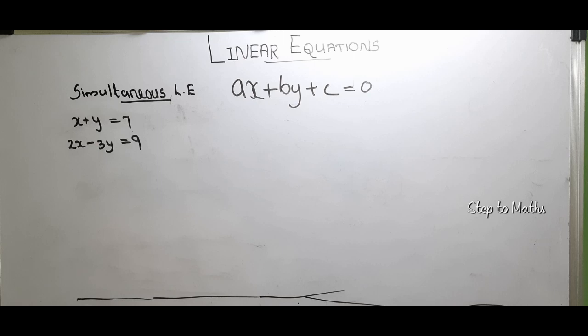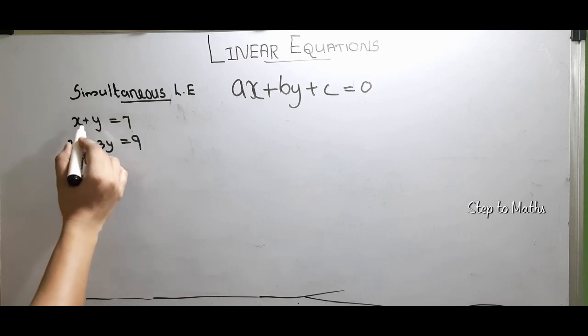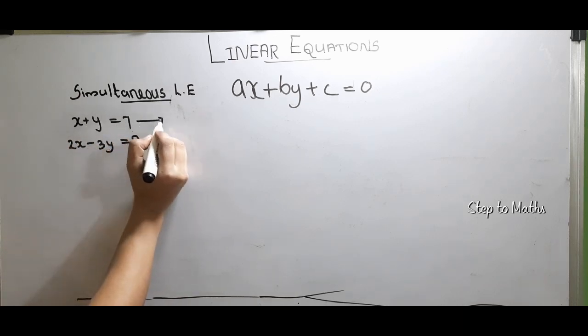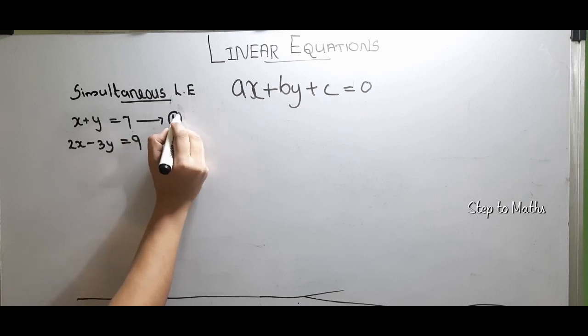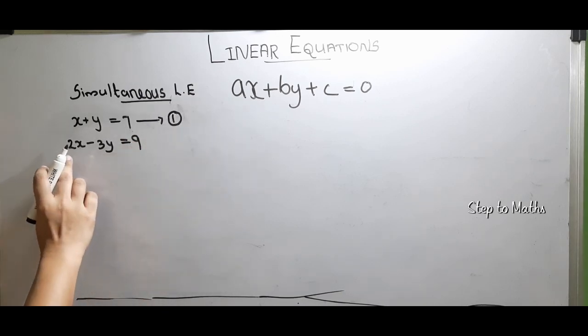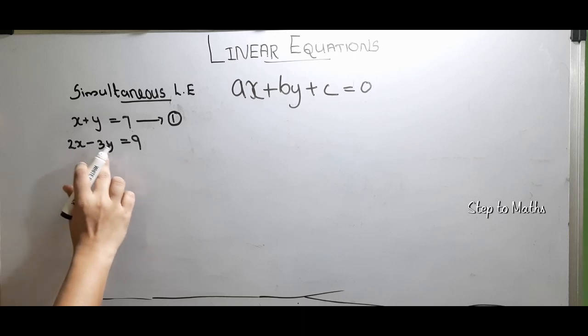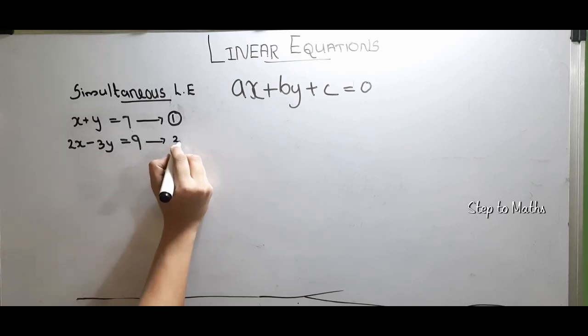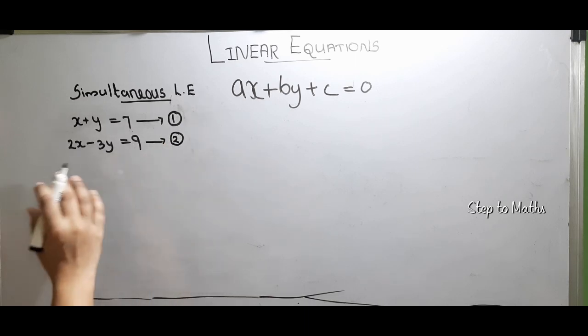Now, how can we solve these linear equations? We consider x + y = 7. We label this as equation number 1. The second one, 2x - 3y = 9, is equation number 2. Then how can we solve?